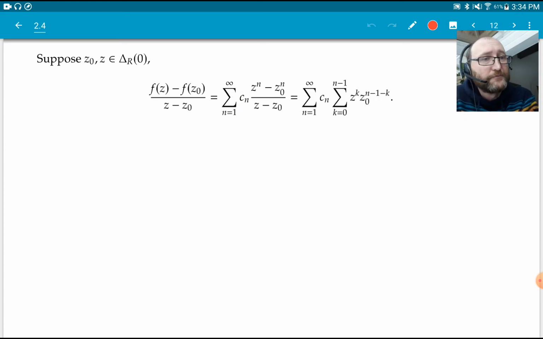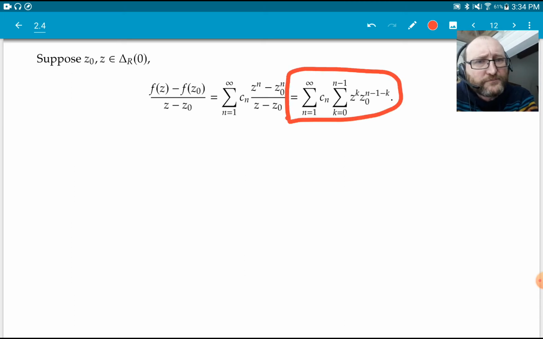So we can substitute that. Now, if we could take the limit as z goes to z naught, that means taking it outside of this whole thing. But we know how to take it out here, not inside. We don't know how to take it inside this limit, because this infinity means that there is a limit.